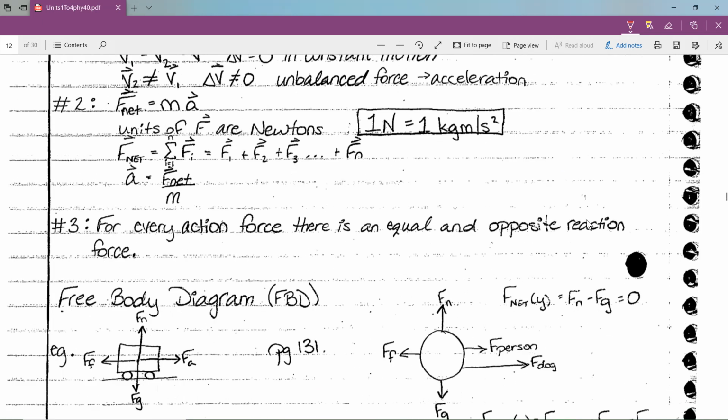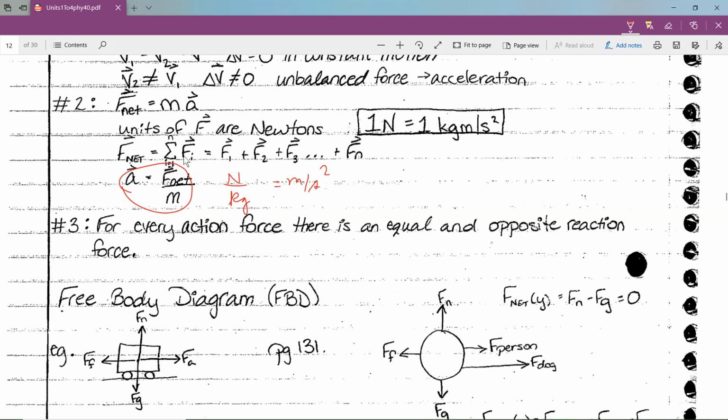Newton's second law is the famous one. They're all famous. F net equals ma. So the net force is mass times acceleration. In other words, acceleration is the net force over the mass. Force is in units of newtons. Mass is in units of kilograms. So acceleration is in units of newtons per kilogram, which is also the same. A newton is a kilogram meters per second squared, so divide by kilogram, and acceleration is also in units of meters per second squared.